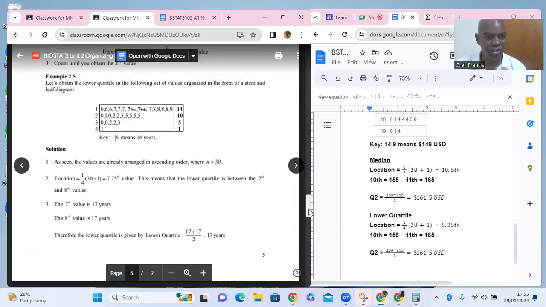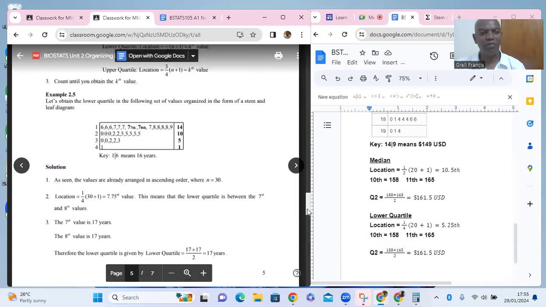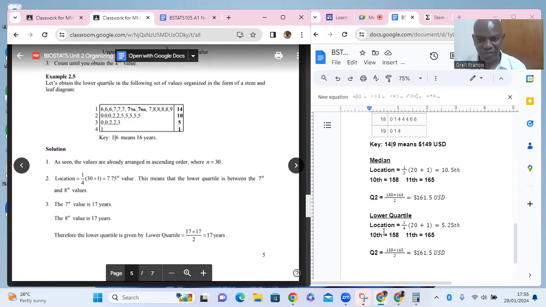Whenever your location is a decimal, you have to find two values and find their average. If it was the 5th value, that's it. Then you would just pluck out the 5th value, and that would be the lower quartile. But you have 5.25, which is between the 5th and the 6th. So we have to get the 5th and the 6th.